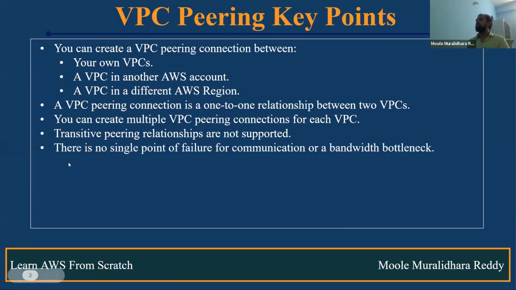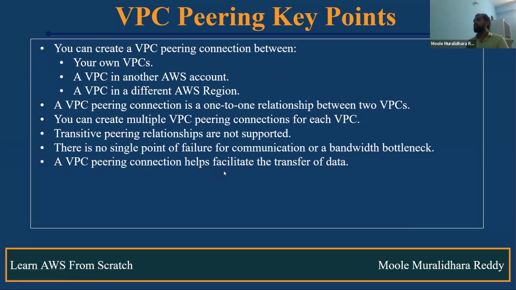Also, there is no single point of failure for communication and no bandwidth bottleneck. One more thing: VPC peering helps us transfer data. If you want to transfer data from one VPC to another VPC, VPC peering helps us. And remember, whatever traffic is transferred from one VPC to another goes through private IPs only. It won't go through the public internet. It will go through private only. These are the key points.